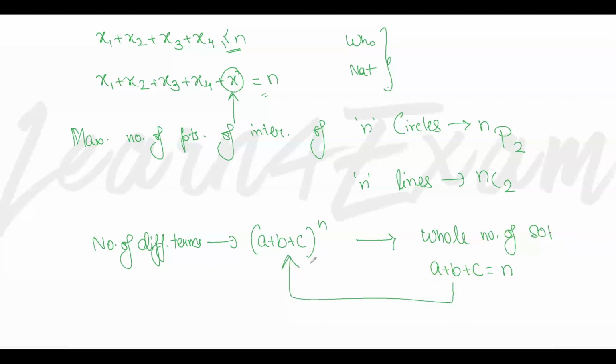Now what does binomial theory tell us? Whatever the exponents of these three terms in the expansion, the sum of the exponents, let's say, a dash, b dash, c dash, should be equal to the total exponent that is given in the expression as well, right? So that is what is used, and this is how we find the number of different terms when I have been given a plus b plus c or any number of variables to the power something.